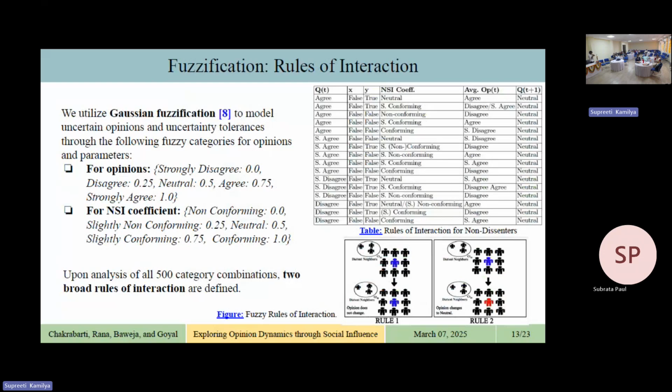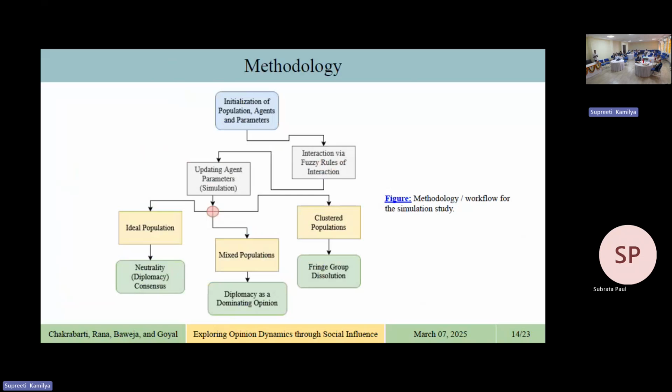So upon considering all of the possible combinations of all categories, we find that there are 2 basic rules of interaction. If an agent is a dissenter, it tends to retain its opinion. If an agent is not a dissenter and its parameter combinations lie in the following 16 categories, then we see that they all evolve to neutrality, which is interesting because neutrality is generally not even considered for most opinion dynamics models. That is why that is going to be one of our conclusions later on. So this is the general methodology of our simulation study, and we considered 3 different kinds of populations for our experimentation purposes, which I'll come to next.